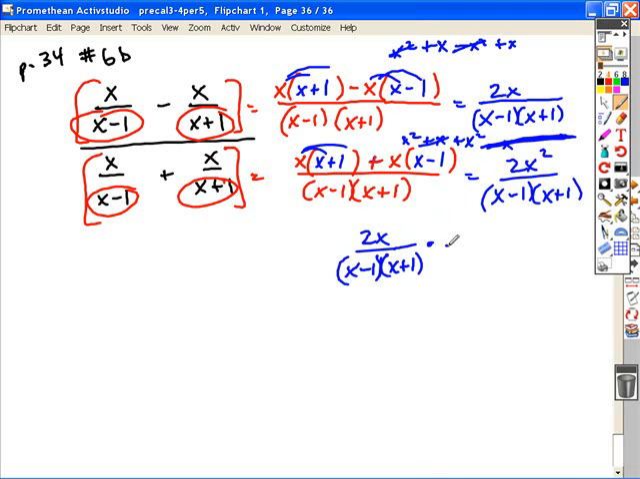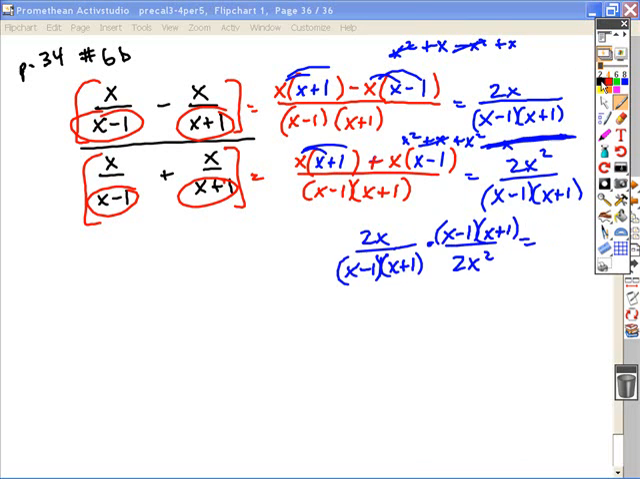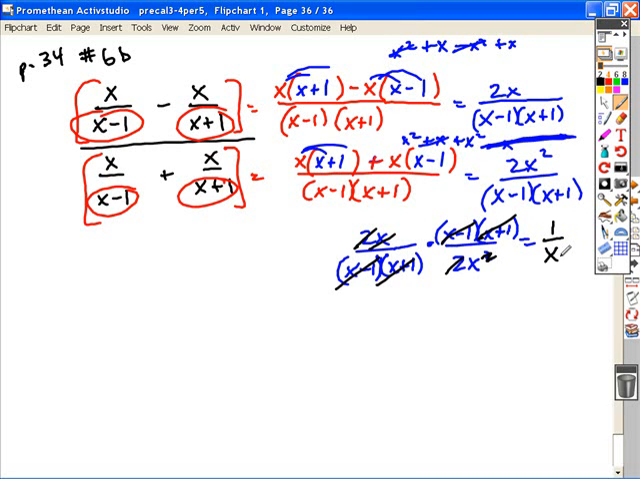And instead of dividing by it, we'll multiply by the reciprocal. The 2x squared gets moved to the denominator. X minus 1 and x plus 1 move up to the numerator. And if we cancel our common factors, x minus 1 and x plus 1, the 2's cancel. This x cancels with this x, leaving an answer of 1 over x.